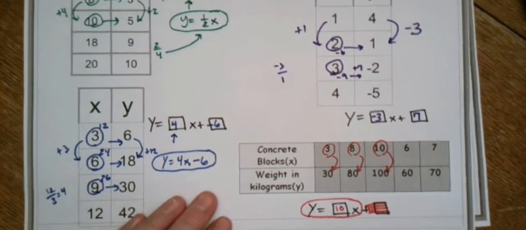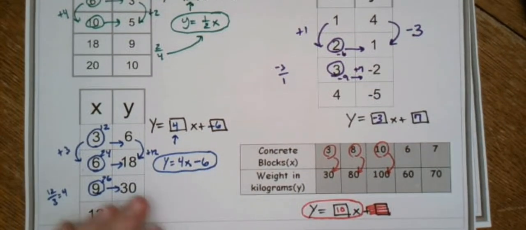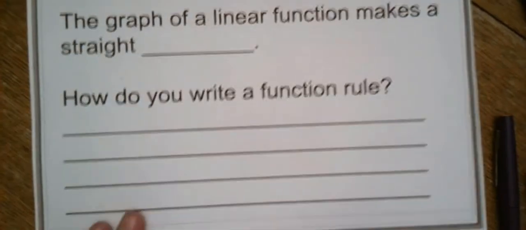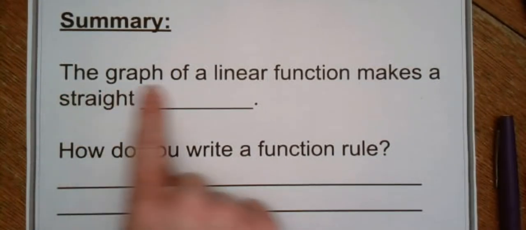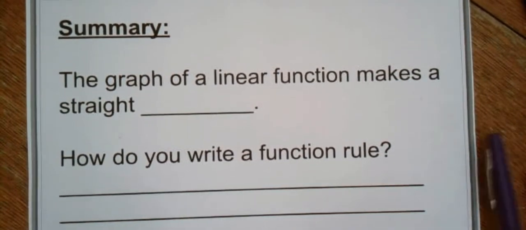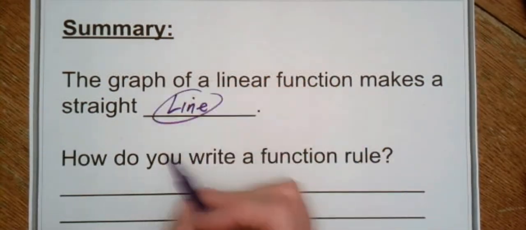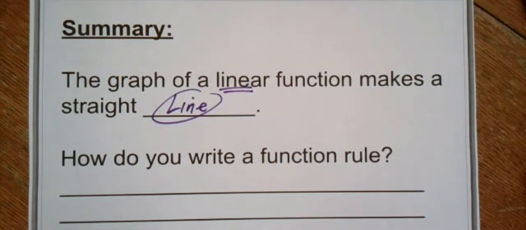So hopefully it went okay for you. Thank you for joining me for lesson 4.2. We're just going to do a quick summary, and then I think you guys are going to be ready to go on your own. So let's quickly summarize. The graph of a linear function always makes a straight line. Yes, because linear has the word line in it.